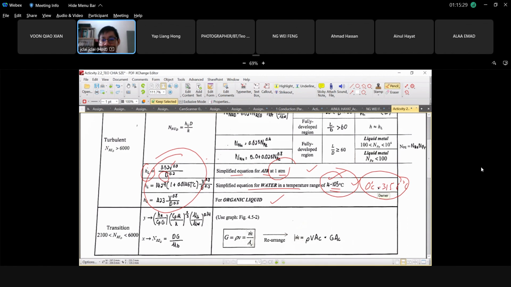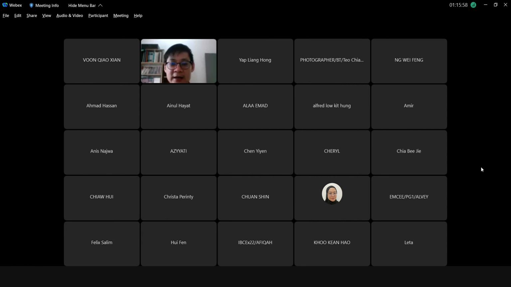Okay, doctor. Yeah, I think this range sounds logical. Because this is flow inside a pipe, so how can you expect water at 0 degrees Celsius to flow? I think this sounds more logical to me. Okay, doctor. Any other question?